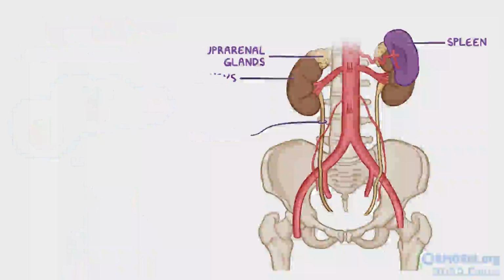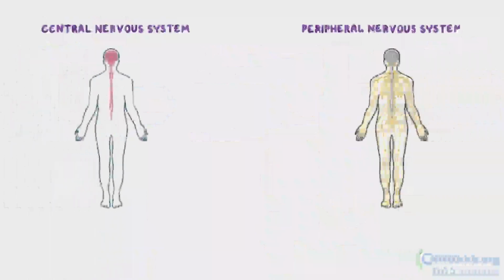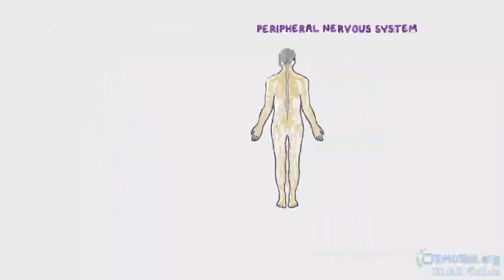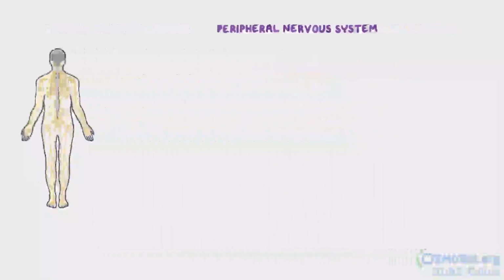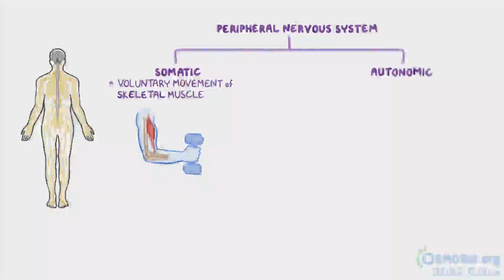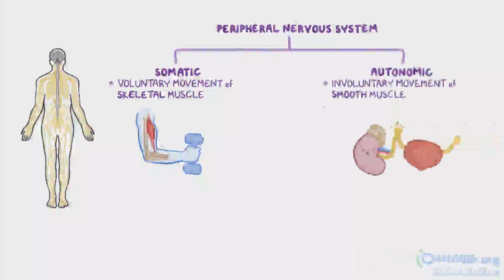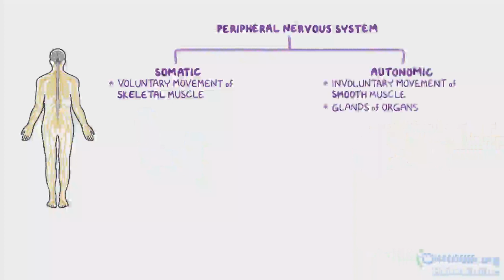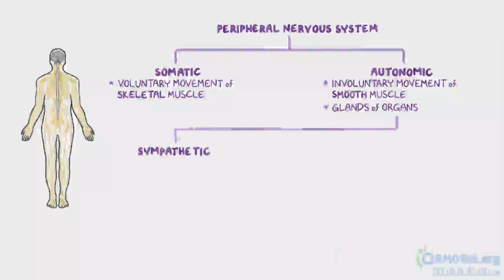Okay, now remember that our nervous system is divided into the central nervous system and the peripheral nervous system. Functionally, the peripheral nervous system is also divided into two parts: the somatic nervous system controlling the voluntary movement of skeletal muscles, and the autonomic nervous system that controls the involuntary movement of the smooth muscles and also the glands of our organs or viscera. Now, the autonomic nervous system is also divided into two parts: the sympathetic and parasympathetic nervous systems.